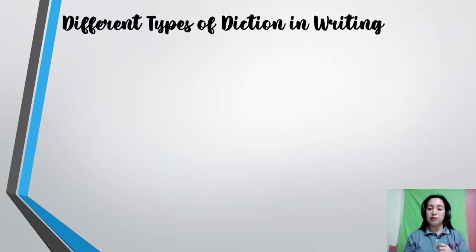Different types of diction in writing. Let us discuss each and classify them by the way we are using them. Maybe you are already writing in your notes, or you are trying to write a story that you originally made. So let us discover what the types of writing diction are that we use in writing.